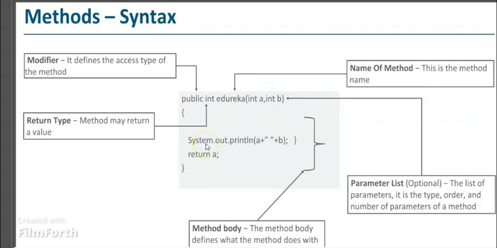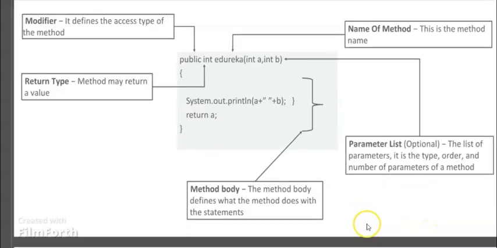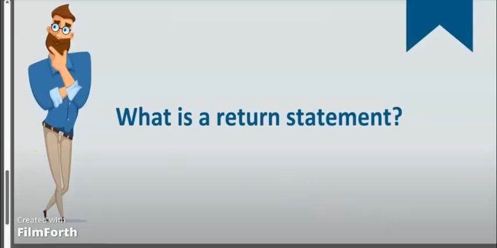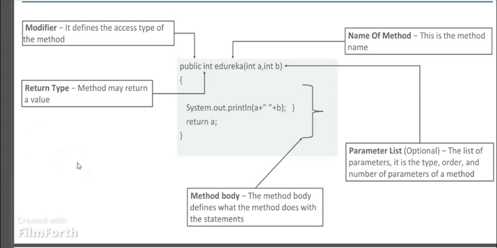Then System.out.println, where I have given the double quotation, a plus b, and ended the sentence with the double quotation and semicolon. This we call the method body, from here to here. The method body defines what the method does with the statements. So this is the method syntax.